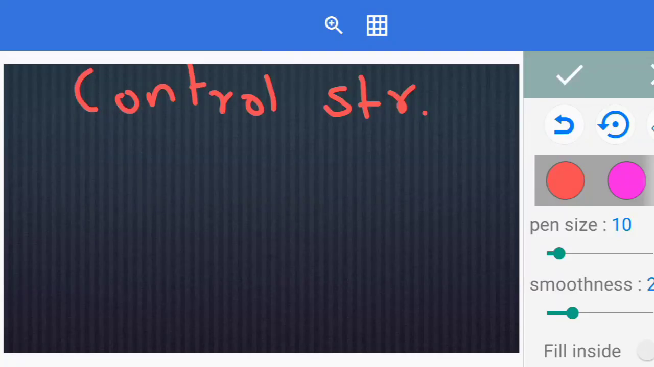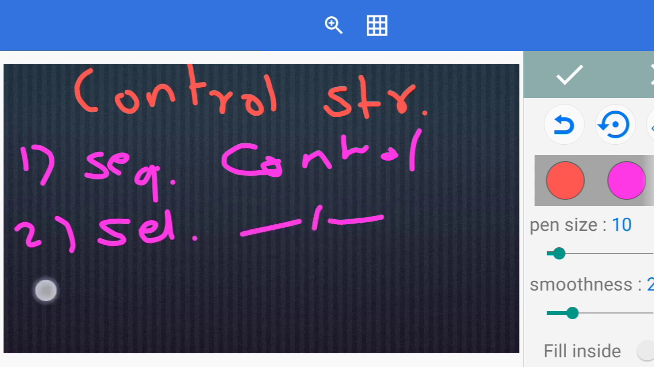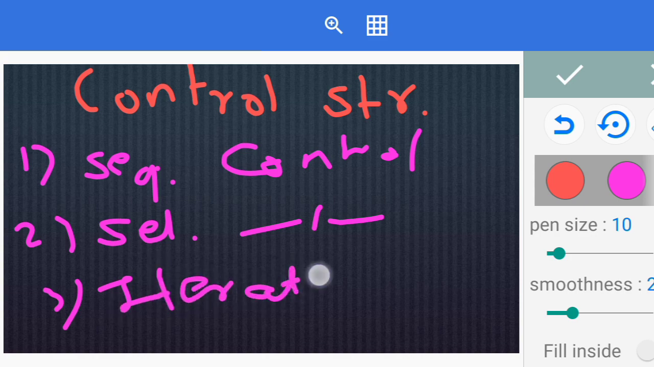Today in this tutorial we will see control structures in Python. First we see the types of control structures. There are three types of control structure. First is sequential control. Second one is selection control, and third one is iterative control. These three types are used in the Python programming language to control the programs.